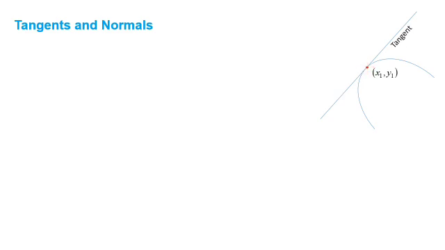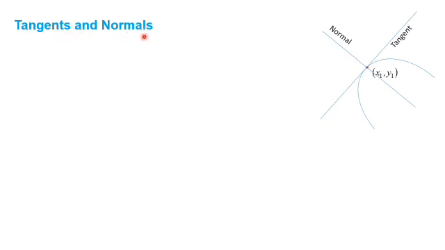Then a normal is usually a line which is perpendicular to a tangent to the curve. There is a tangent passing through this point. If you draw a line which is perpendicular to that particular tangent, this is called the point of contact, and through the point of contact you draw a line which is perpendicular to the tangent. That is called the normal. So here the normal is this one. I hope the concepts of tangent and normal are clear to you.